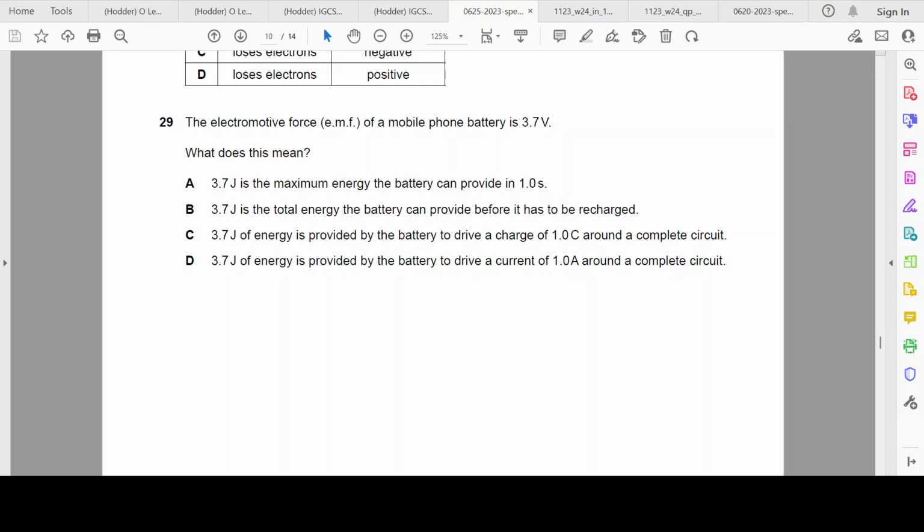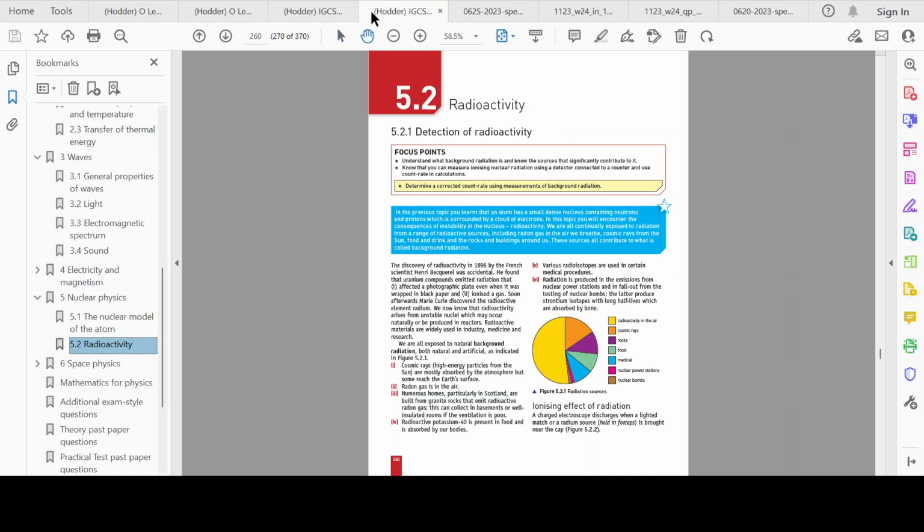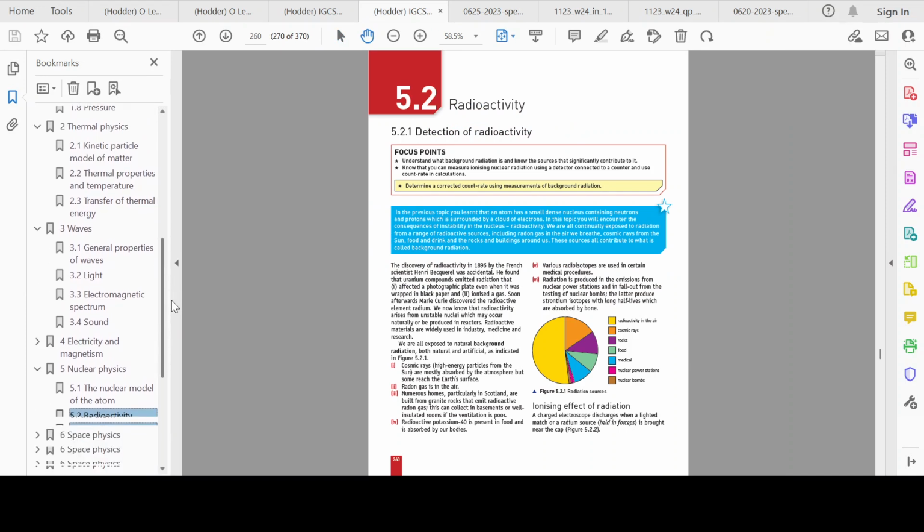So the definition of EMF is the amount of energy required to drive a charge around the circuit, right? I have the textbook open over here. So am I wrong? You are correct. Oh, okay. As I just said, the gut is strong in you.